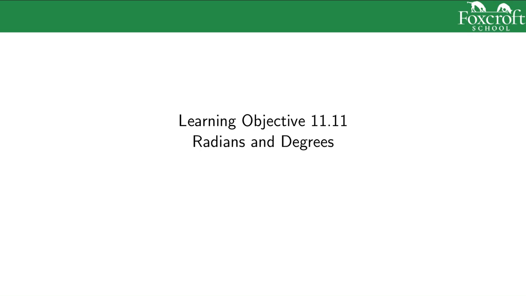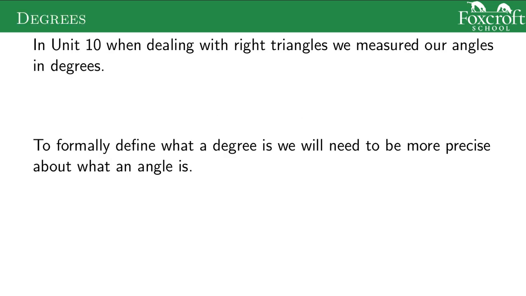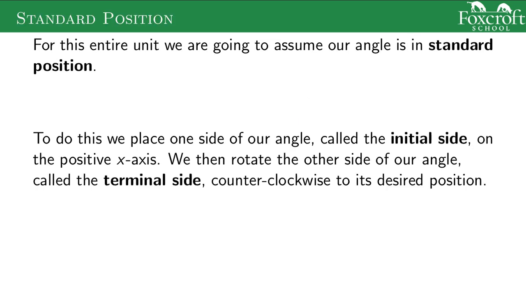So to start off Unit 11, we're going to look at a new definition and a new way to talk about angles. Throughout Unit 2, we were dealing with right triangles, and all of our angles were measured in degrees. Like we had right triangles that looked like this, with a 30-degree angle here, a 60-degree angle there, and a 90-degree angle there. We're going to formally define what a degree is, and then we're going to move on to a new type of way to measure angles.